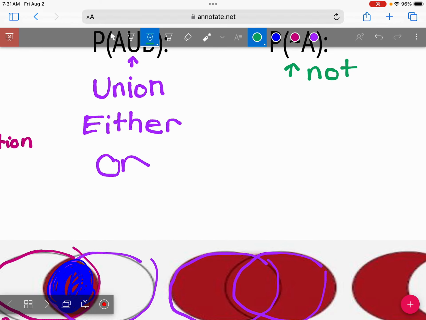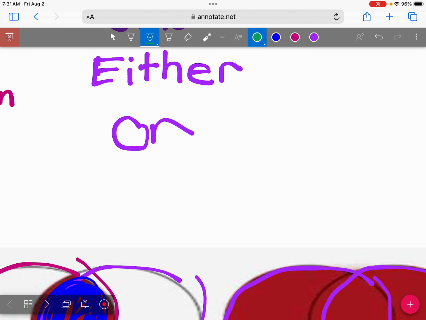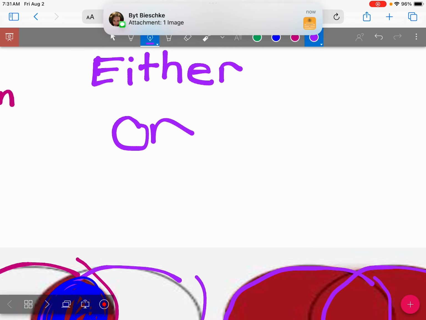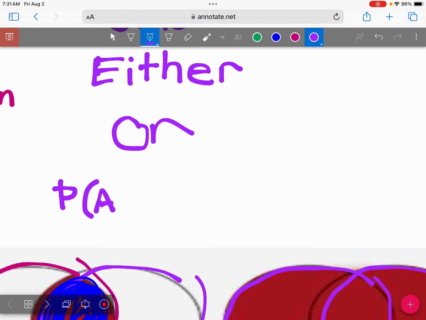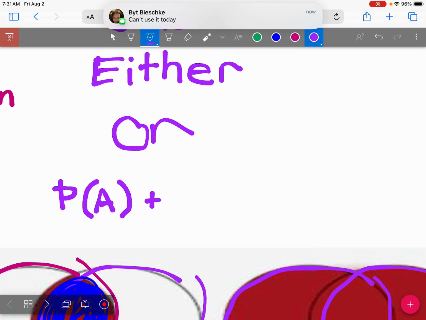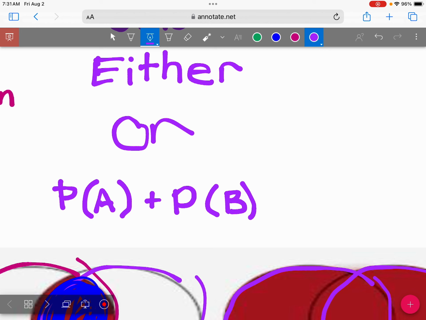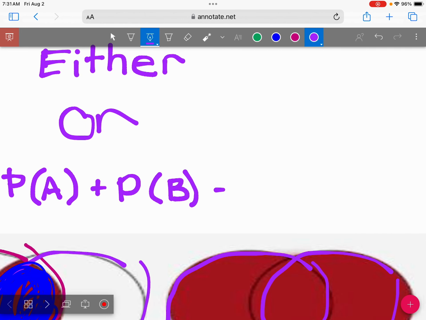So to get the probability of a union, I'm going to do it in the same color just so we can tell. It's the probability of A plus the probability of B minus the probability of the intersection A and B.